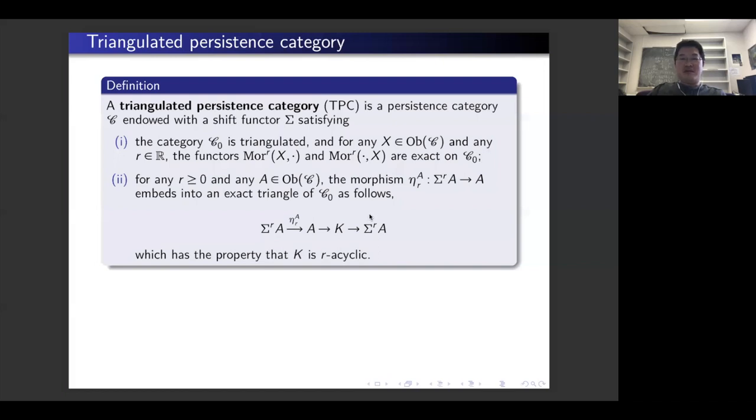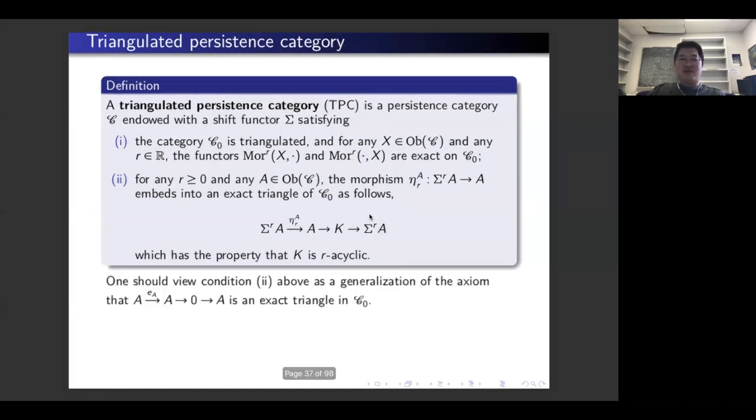You should not worry too much about the second condition. The second condition should be viewed as a generalization of the classic axiom, and I cannot recall which axiom, maybe axiom one or axiom zero, that A goes to A by the identity, and A goes to zero goes to A is an exact triangle in C0. The second one should be a refinement of the one here. And this acyclic should be like the analog of zero. We have seen how this works.